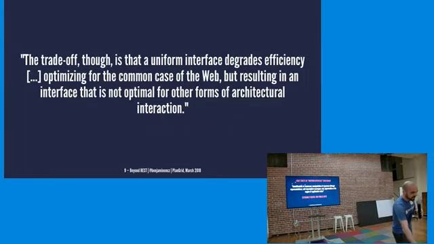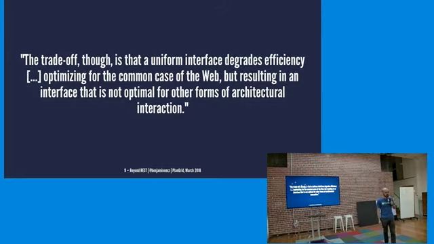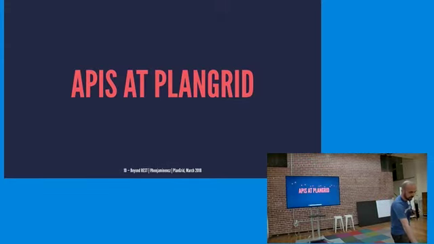But he also, in this paper, anticipated some of the trade-offs that I want to talk about today. And he said the trade-off, though, is that a uniform interface degrades efficiency, optimizing for the common case of the web, but resulting in an interface that is not optimal for other forms of architectural interaction. And this is the general trade-off. If you say I'm building something that's very generic and works for a lot of use cases, you're trading off optimizing for the specific use case at hand. So I want to talk about that a little bit in the context of APIs at PlanGrid.